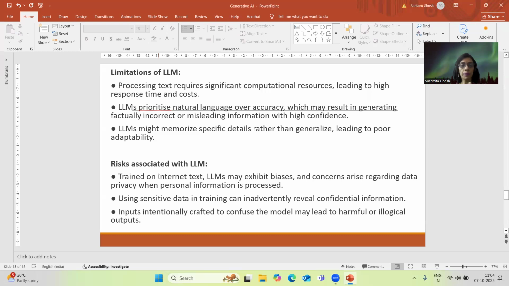LLMs might prioritize or memorize specific details rather than generalize, leading to poor adaptability. Again, because it keeps on training itself, learning itself, it may memorize certain details which are biased. So adaptability issues will be there in that case because it has learned that it should be like this only, and it becomes stubborn because it has learned that way. That is why these kinds of issues are there. And I don't think it is very specific to LLMs. It could be generalized also. Wherever there's an AI model involved, these kinds of problems do happen.